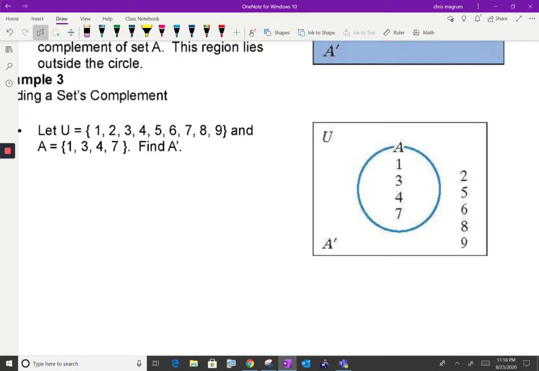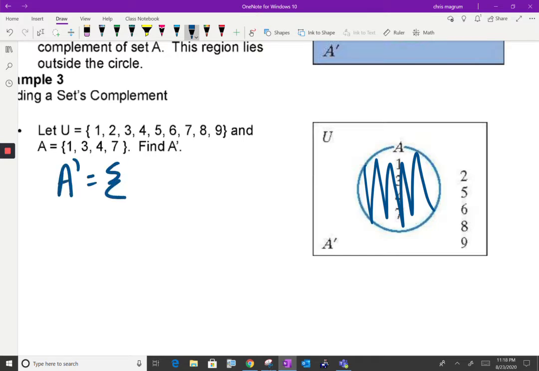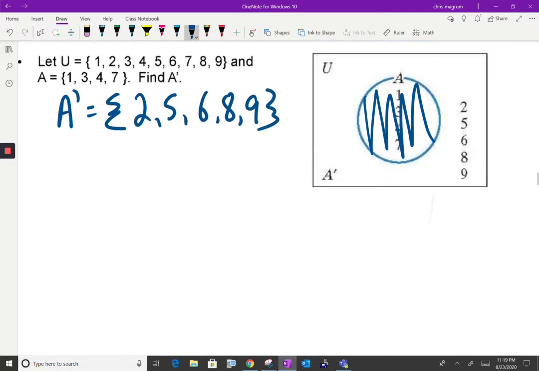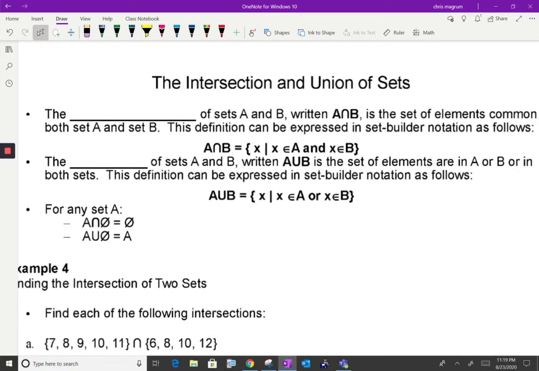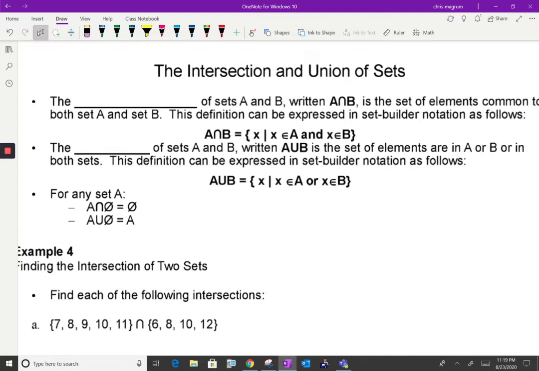So this time our universal set has the numbers 1, 2, 3, 4, 5, 6, 7, 8, and 9, which we see right here. And then in set A specifically is the numbers 1, 3, 4, and 7. We want to find what's not in A. So, hey, what's not in A? Yeah, 2, 5, 6, 8, and 9. So what's not in A? 2, 5, 6, 8, and 9. And hopefully relatively simple so far. And I'm not losing you yet. And hopefully I won't. Okay, next page.